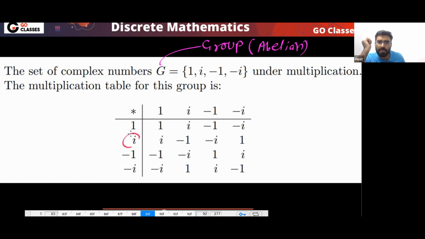Because remember, iota star minus 1 is the same as minus 1 star iota, which means this. So you can notice that this is the same as this. So there is symmetry here because it is an abelian group. So this is the multiplication table. This is the Cayley table of this group.